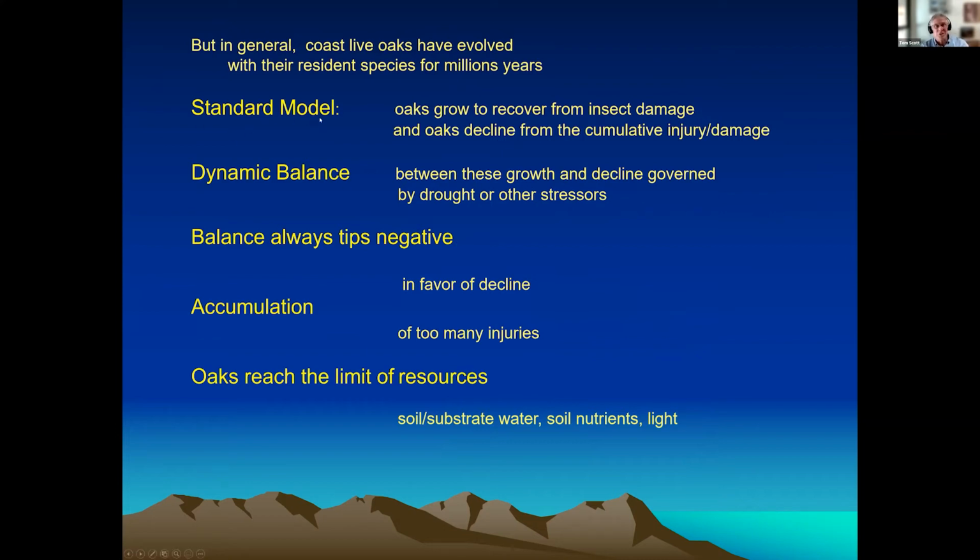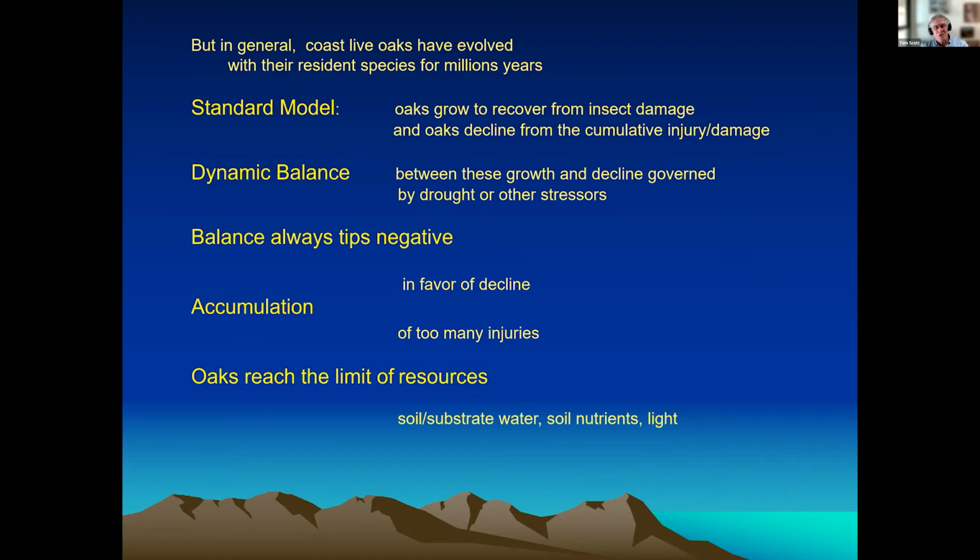insects with oak trees. Our standard model is that oaks grow to recover from insect damage. That is, they get damaged, they grow around the problem and continue, but they're always sort of declining from cumulative injury or damage from insects. That's a dynamic balance, governed by what I talked about before, drought and other stressors. And the balance kind of always tips negative. In other words, sooner or later, every oak tree dies.